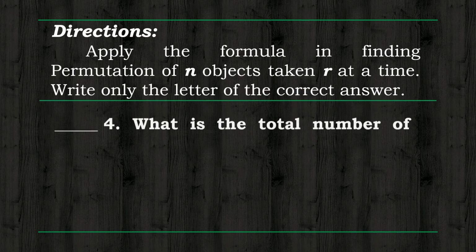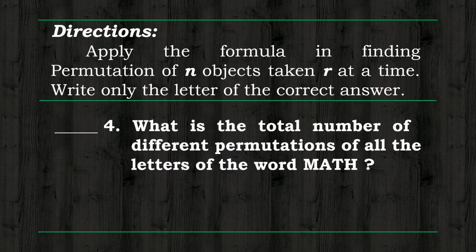Number 4. What is the total number of different permutations of all the letters of the word math? A. 48, B. 36, C. 24, or D. 12? The answer is letter C.